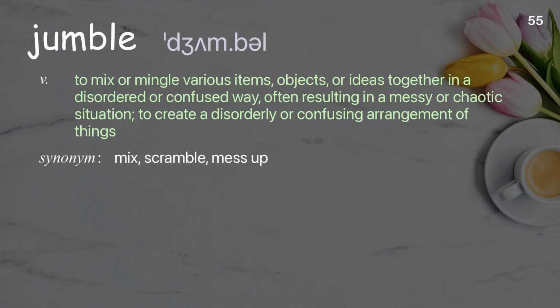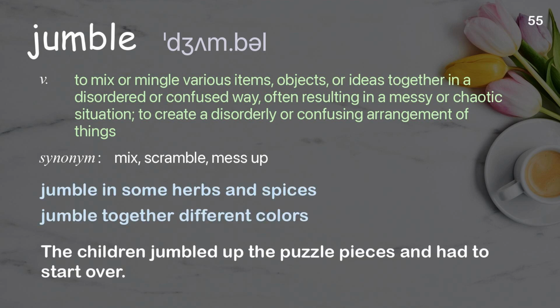Jumble. To mix or mingle various items, objects, or ideas together in a disordered or confused way, often resulting in a messy or chaotic situation. To create a disorderly or confusing arrangement of things. Examples: Jumble in some herbs and spices. Jumble together different colors. The children jumbled up the puzzle pieces and had to start over.